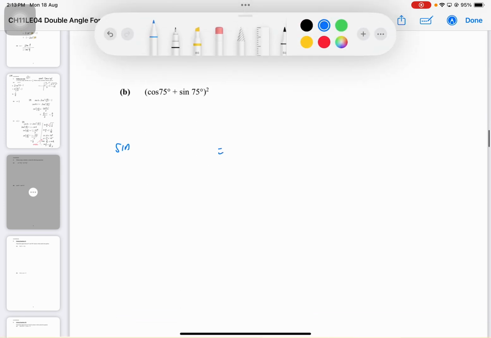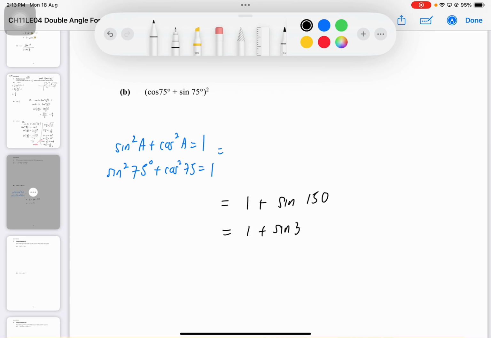Okay. Sine square A plus cos square A is 1. This is the same as this. Equals to 1, sorry, not 0. That's how you get a 1 there. Okay? So you get 1 plus sine 150, or sine plus half, 1.5. Okay? That's why the highlighted one is equals to 1.